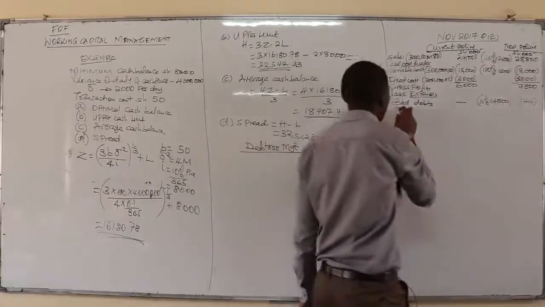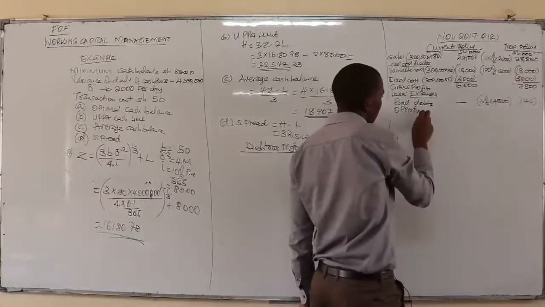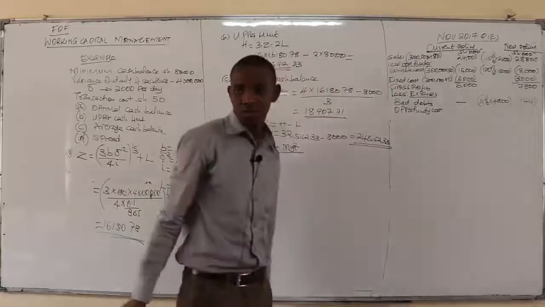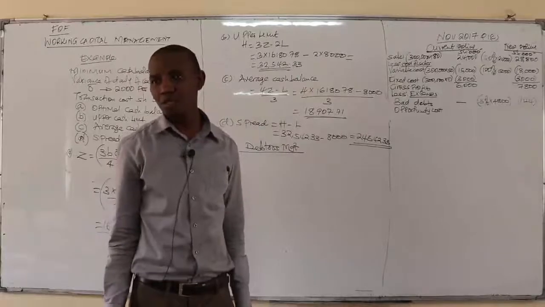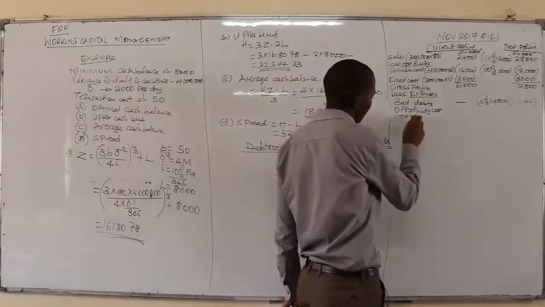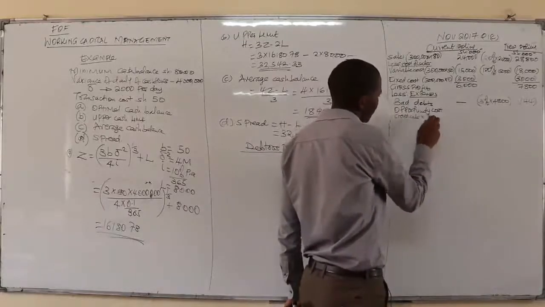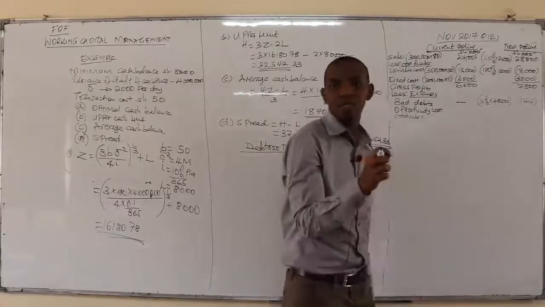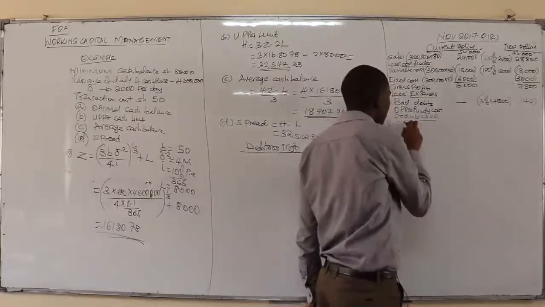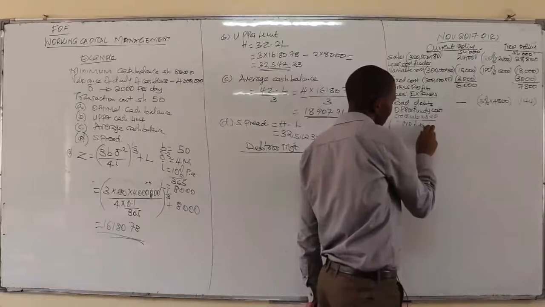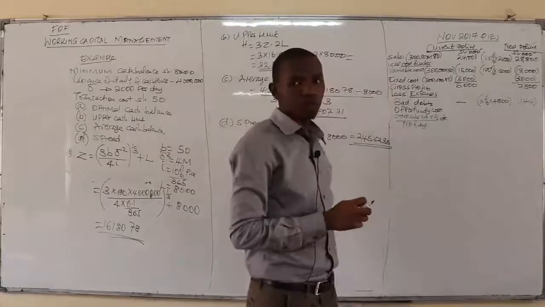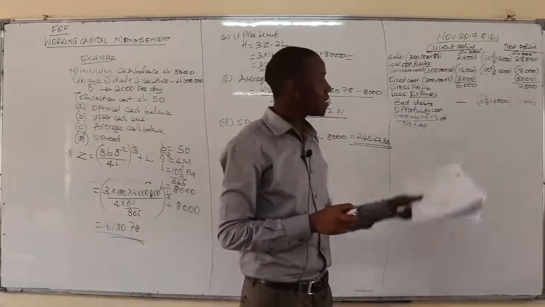And then the last one is now what we call the what? Opportunity cost. Now, how will you get the opportunity cost in this case? You just take the credit sales, you multiply by the average collection period, and then you divide by the number of days in a year. Then you multiply by the rate. And this is the rate of return.